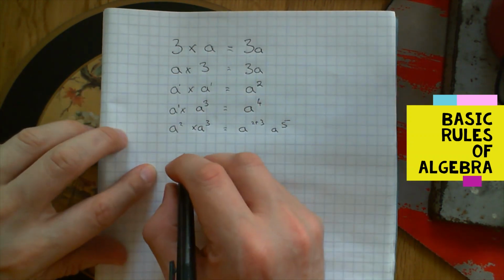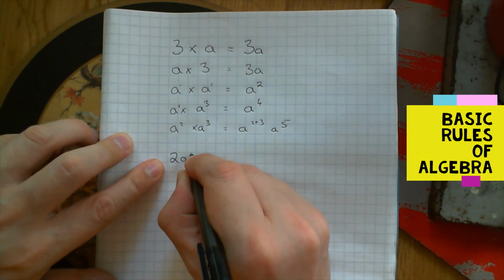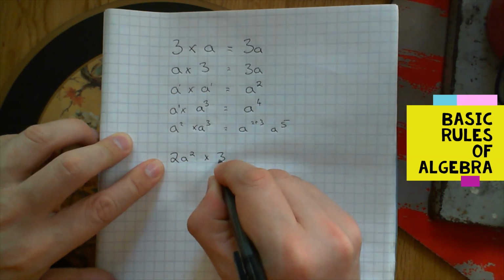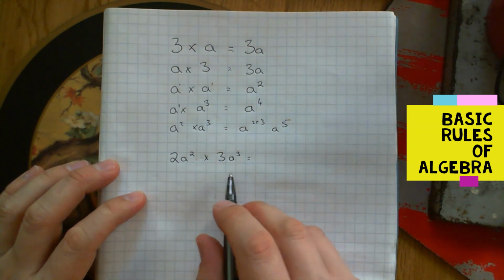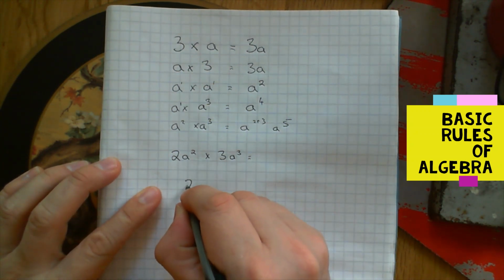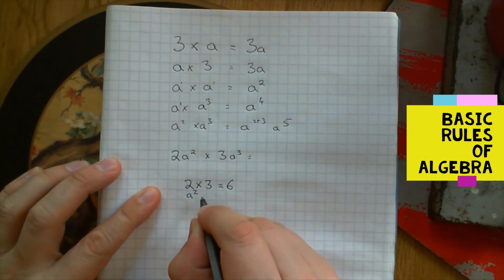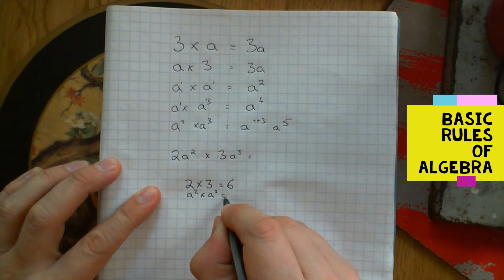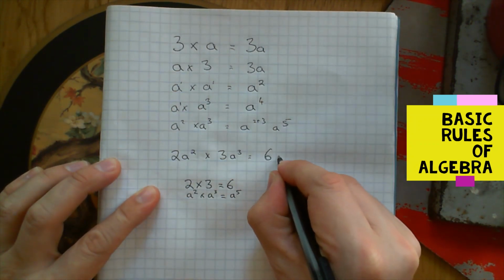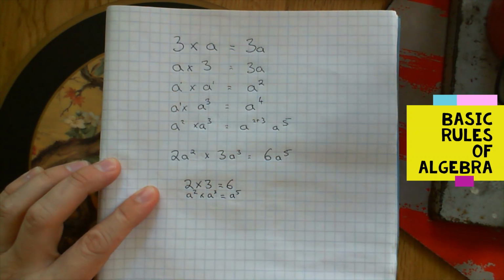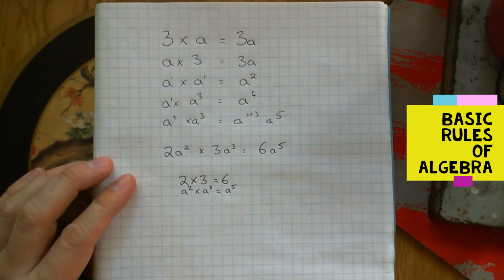Now, the more challenging questions are going to give you something such as this: 2A squared times 3A to the power 3. What we do is we split it into two parts. We look at our numbers first. 2 times 3 is equal to 6, and A squared times A cubed is equal to A to the power 5. So our answer is 6A to the power 5. They're the basics of what you're going to need for what we're going to move on to next.